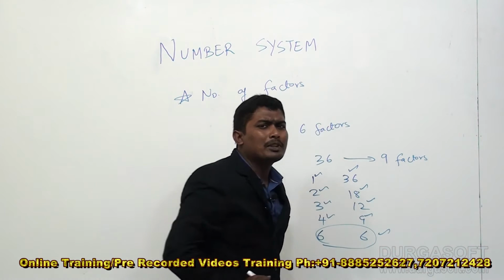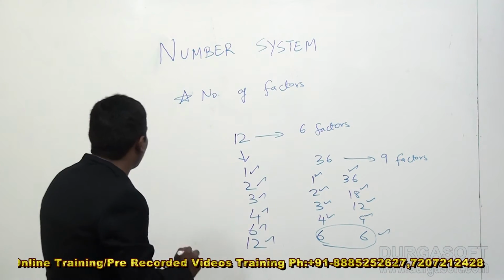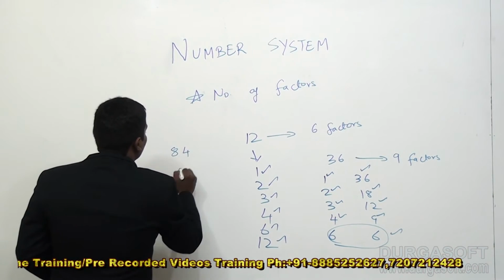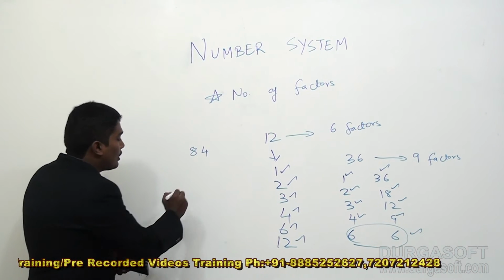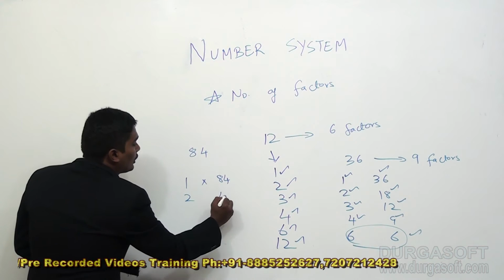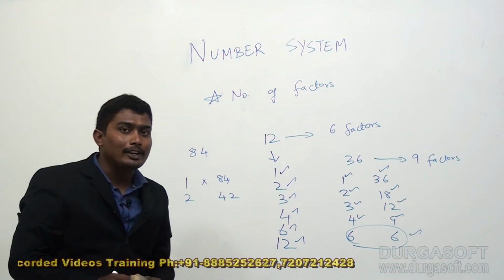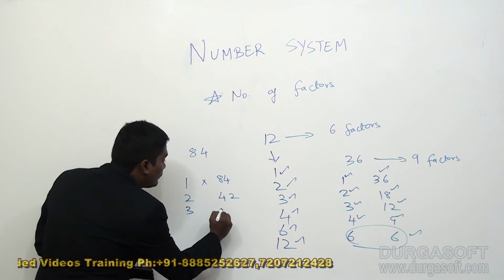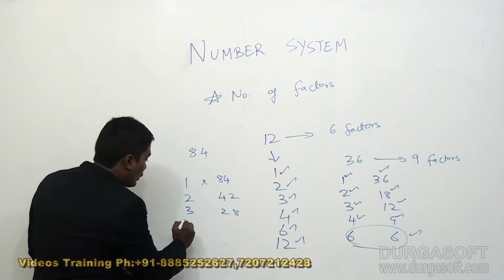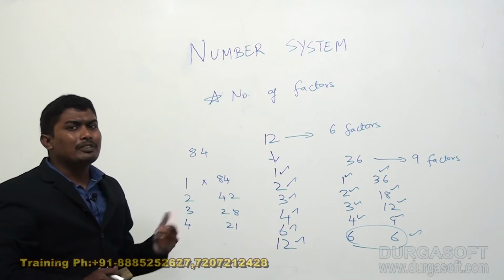Now using the same method, we will try to find the number of factors for a bigger number. Let's say I will try to find the number of factors for 84. So I can write 84 as 1 into 84, 2 into 42, 3. Can I divide this by third table? Yes, I can definitely divide. So I can write this as 3 into 28, 4 into 21. Fifth table, I cannot divide this by fifth table.